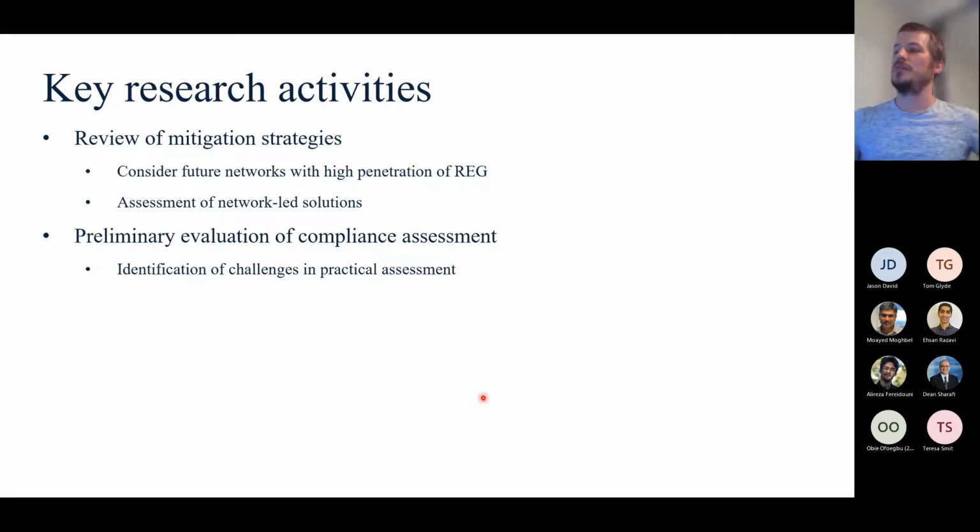As I mentioned, a review of mitigation strategies and how we actually mitigate when we find there's an actual issue. How do we actually mitigate harmonic distortion? Again, findings were really quite interesting. And a preliminary look into how we're assessing compliance. As I mentioned, there is a lot of ambiguity around that, and it's certainly something that needs a lot more definition.